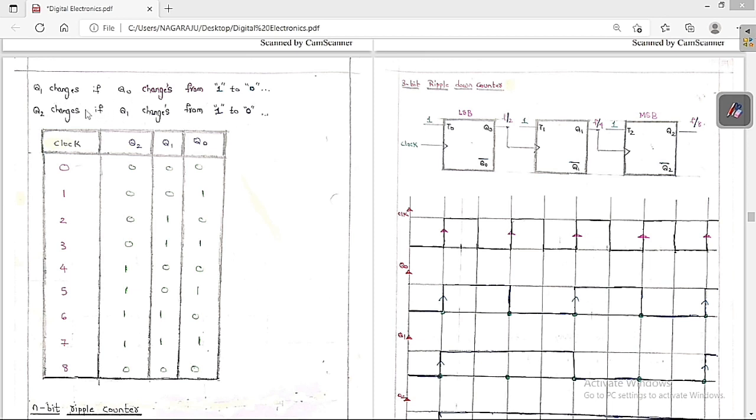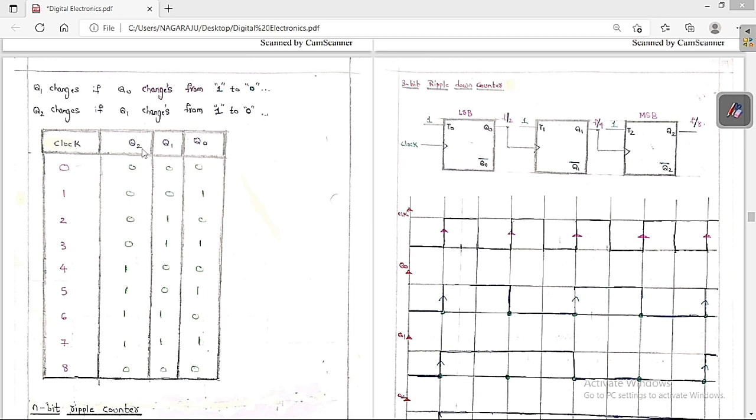Similarly, Q2 changes only when Q1 is changing from 1 to 0. And Q0 changes whenever the clock is changing from 1 to 0. All these things I already told you. So Q0 changes when the clock is changing from 1 to 0, Q1 changes if Q0 is changing from 1 to 0, and Q2 changes if Q1 is changing from 1 to 0.